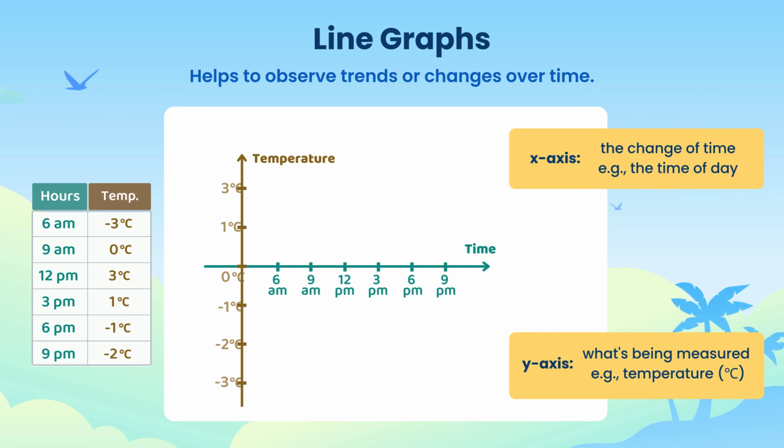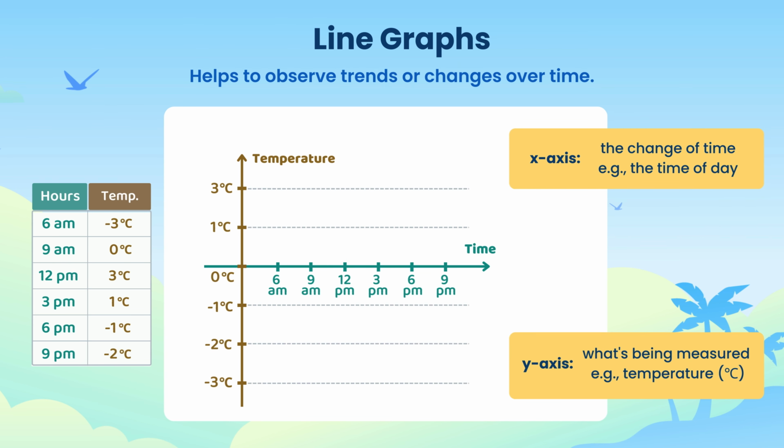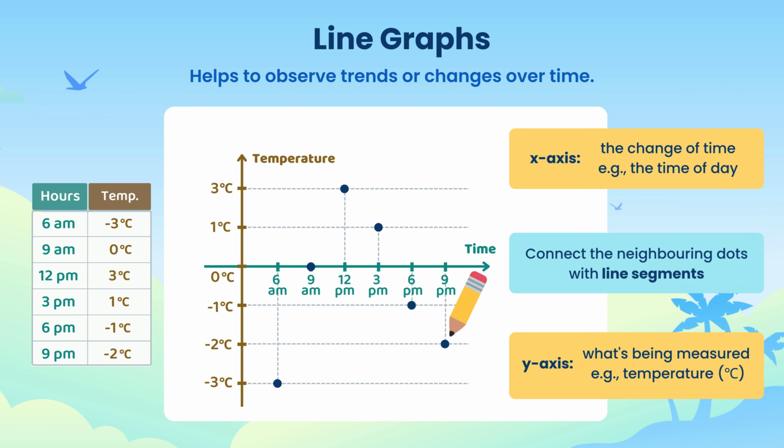Next, scale the axis. Make sure the range includes all the data and that the intervals are equal. Finally, plot the points one by one. And connect the neighboring dots with line segments.